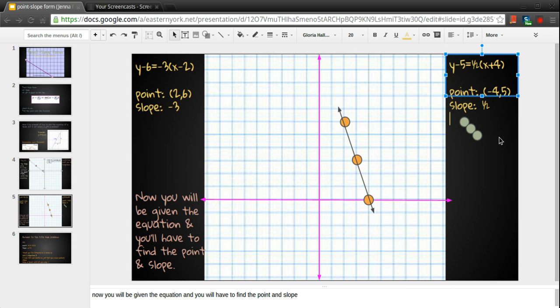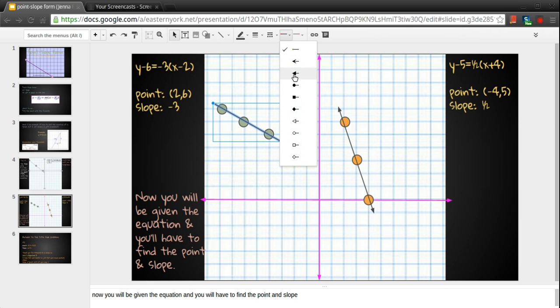Okay, now we're also going to graph this one. We're going to go to -4, 5, and our slope is 1 over 2. We're going to rise 1 over 2 this time. Rise 1 over 2. And we can make this a line here. And make it fancy with arrows.